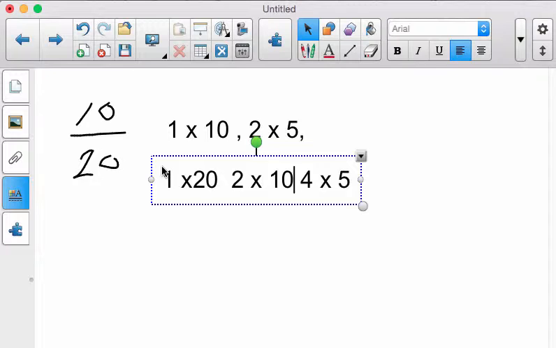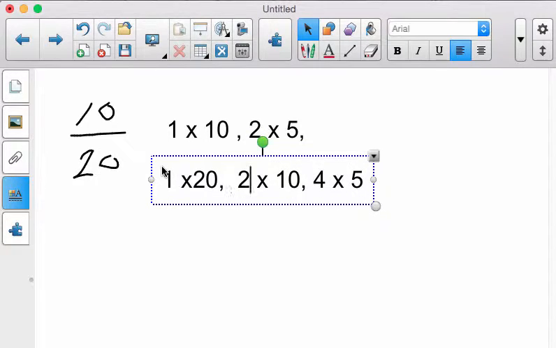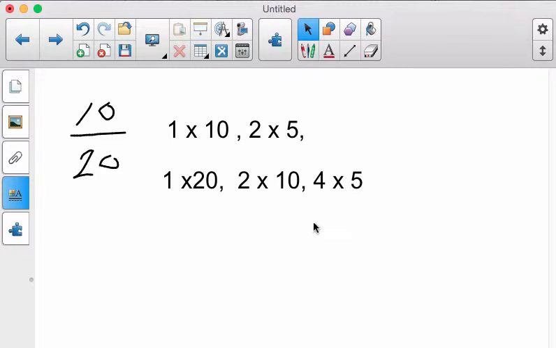Of course, I forgot my commas. Separate those. Any other factors that I might be missing? Any 5? Well, we already got the 5s. Any 6s? Any 7s? No. That's it. And we already have our 10.